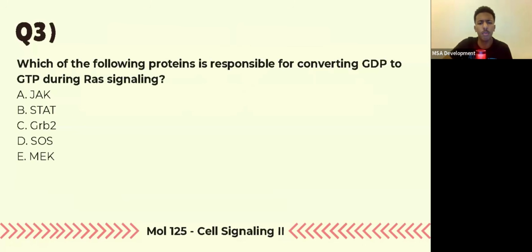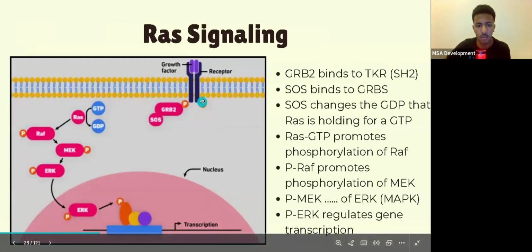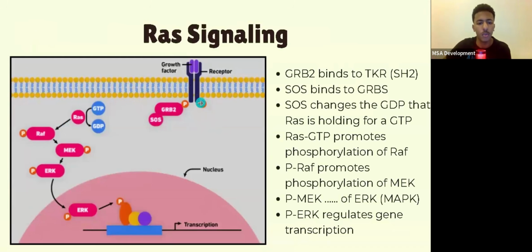Question 3. Which of the following proteins is responsible for converting GDP to GTP during RAS signaling? 3, 2, 1, let's solve. So what is RAS signaling? This entire thing is RAS signaling, and we only need to know a few tiny details. So we said in the beginning that RAS resembles G alpha, RAS is a GTPase. Again, remember that, okay? So the first step over here is we have something known as GRB2, and it binds to the tyrosine kinase receptor in the SH2 domain. And then SOS binds to this GRB2, okay?